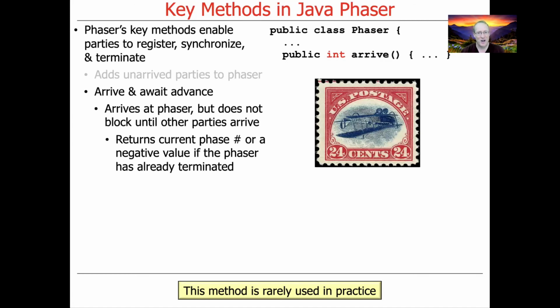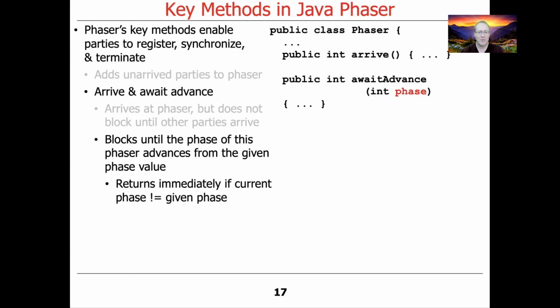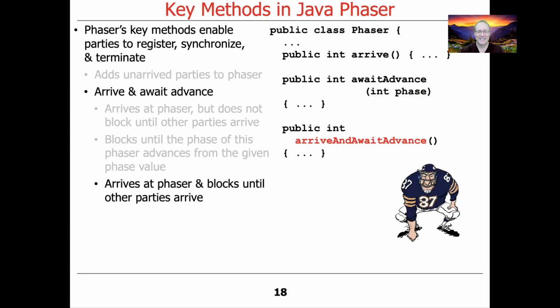Luckily, this method is very rarely used in practice, so you don't use arrive a whole lot. There's another method called await advance, which blocks until the phase of this phaser advances from the given phase value. So you give it a value, and then it will wait until it has reached that, or it's moved away from that value. If the current phase doesn't equal the given phase, it'll return immediately. This method is also very rarely used in practice.